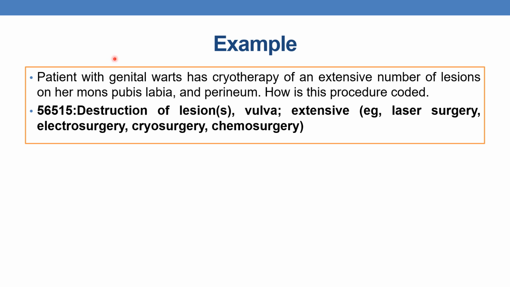Now let us see an example. A patient with genital warts has cryotherapy of an extensive number of lesions on her mons pubis, labia and perineum. How is this procedure coded? Here, destruction of lesion vulva extensive is done using cryotherapy. So the CPT is 56515.